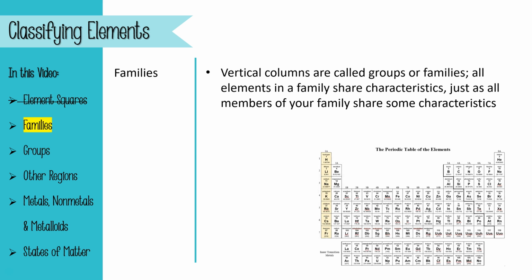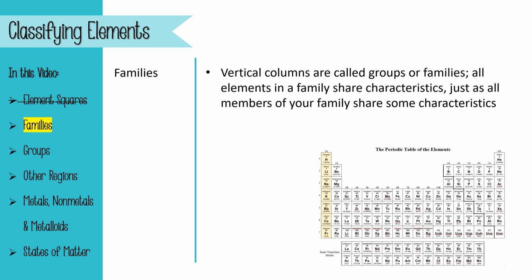The first level of organization on the periodic table is into columns. Columns on the periodic table are called groups or families. And just as members of your family share characteristics, the elements in the same family also share characteristics. So for example, my brother and I are both blonde and blue-eyed and fairly short. We both use a lot of hand gestures when we talk.